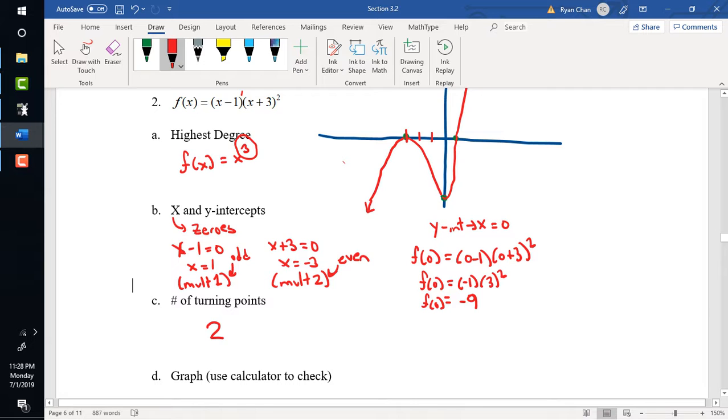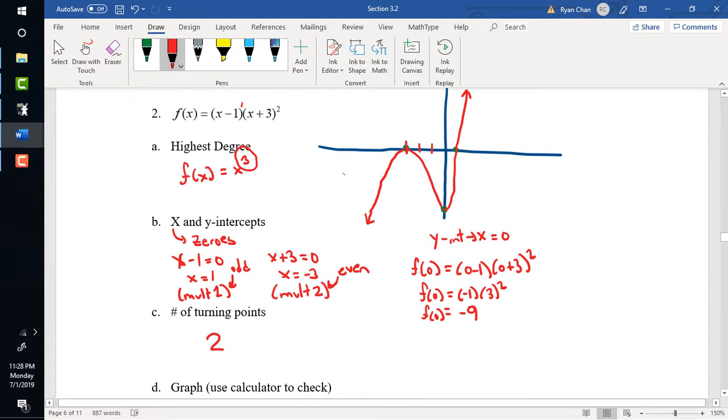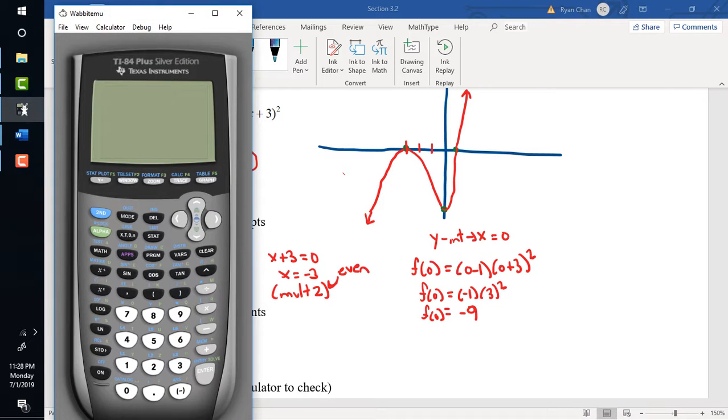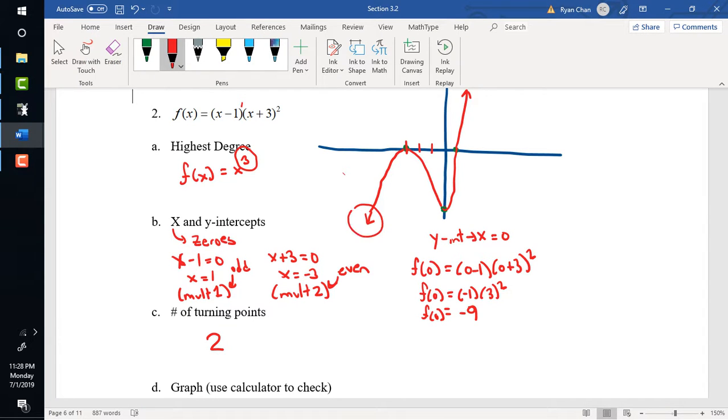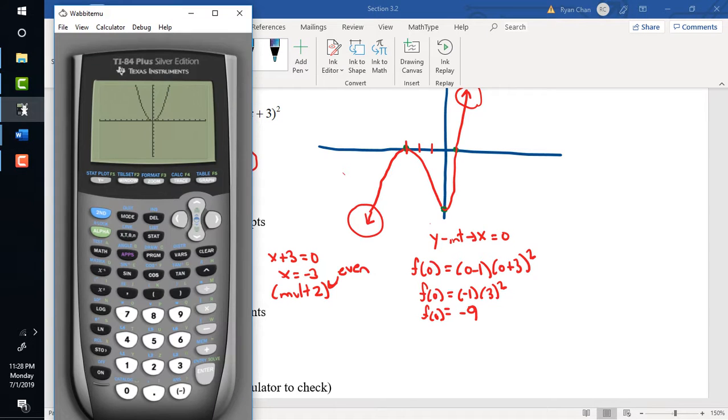So if we're not sure if we did this right, we're going to use our graphing calculator to check. Now here's the thing: your graph that you do as a rough sketch by hand may not match your calculator. What we're focused on is the end behavior, if it's correct, if my intercepts are correct, if I have the same turning points, and if it crosses and touches in the correct places.